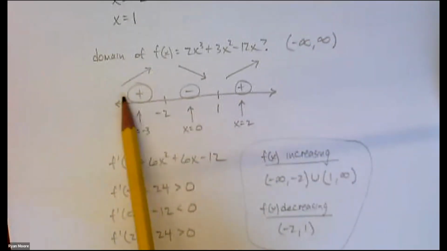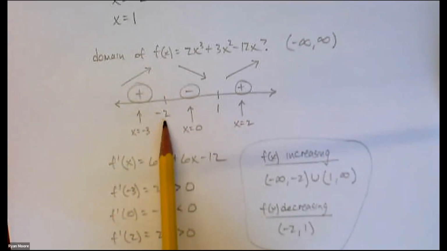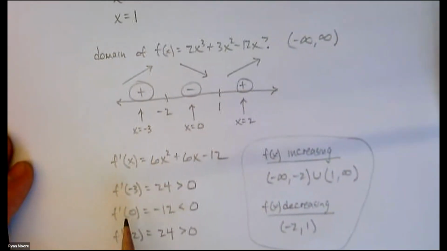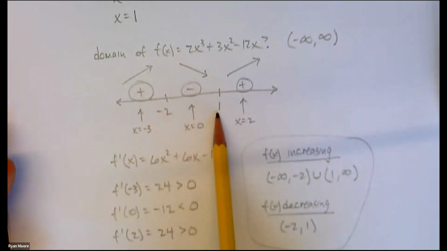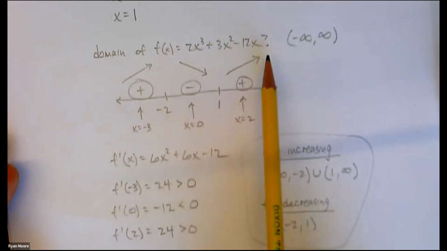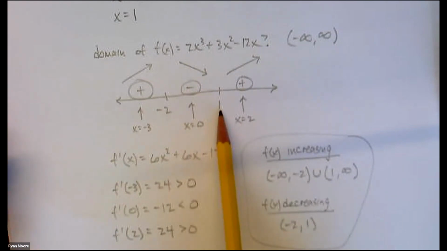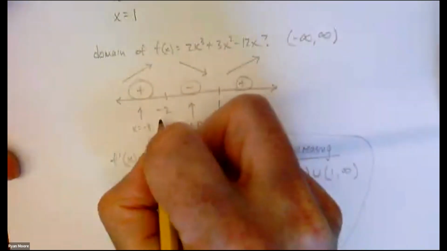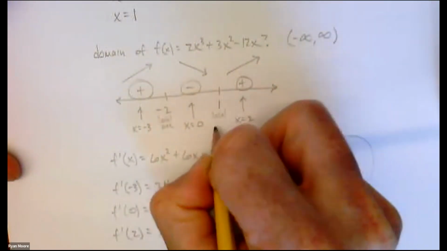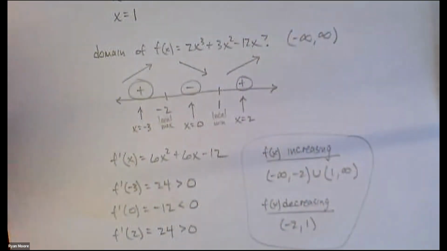Would -2 be the x coordinate of a local max or of a local min, right? And we say, well, if it was increasing and then it hit -2, and then it started decreasing, well, that must have been a local max. And at 1, right, if it was decreasing and then it hit 1 and then it started increasing, well, that must have been a local min. So right away, we can say, this is a local max. This is a local min. And we can just see it there in our chart.